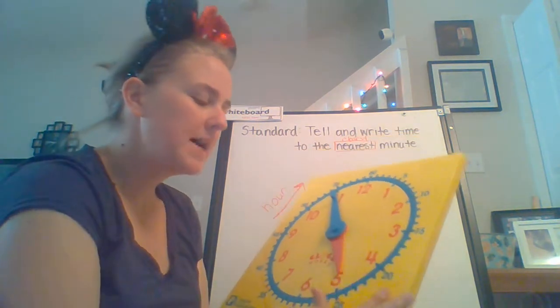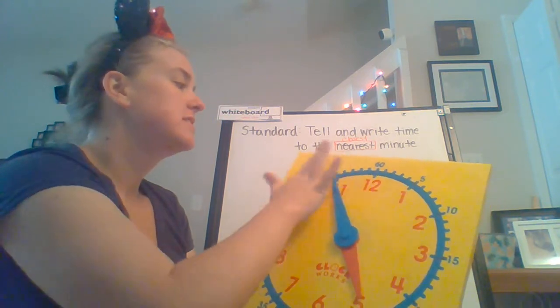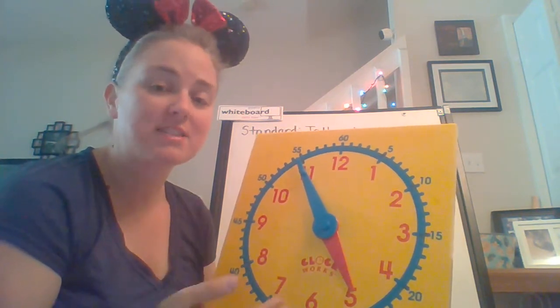But sometimes it's a little bit more challenging than that. Sometimes that's pretty easy because we're counting by fives. Sometimes it's in between the fives. So how would I figure that out? I would count by minutes. So that means instead of counting by fives, I would count by ones.